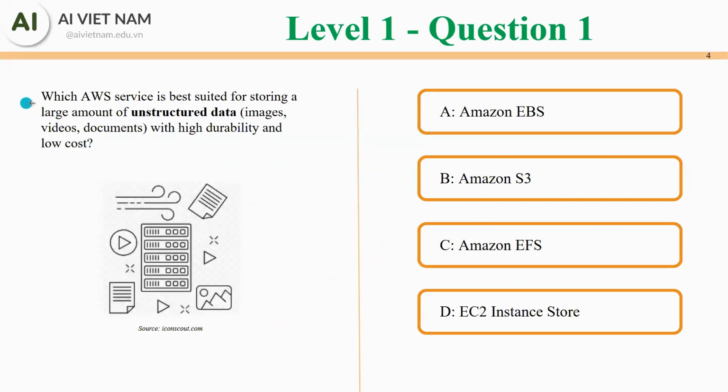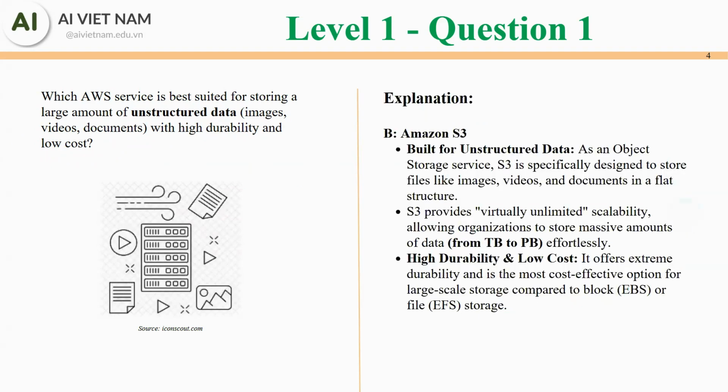Question 1. Which AWS service is best suited for storing a large amount of unstructured data, like images, videos, and documents with high durability and low cost? A. Amazon EBS, B. Amazon S3, C. Amazon EFS, and D. EC2 instance store. And the correct answer is B. Amazon S3, and here's why.